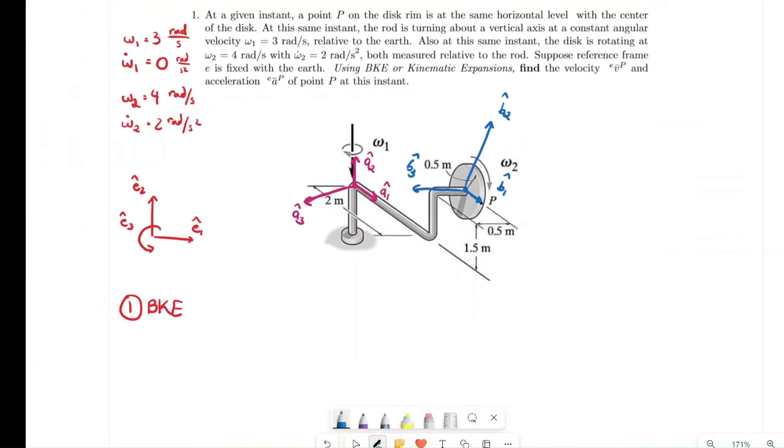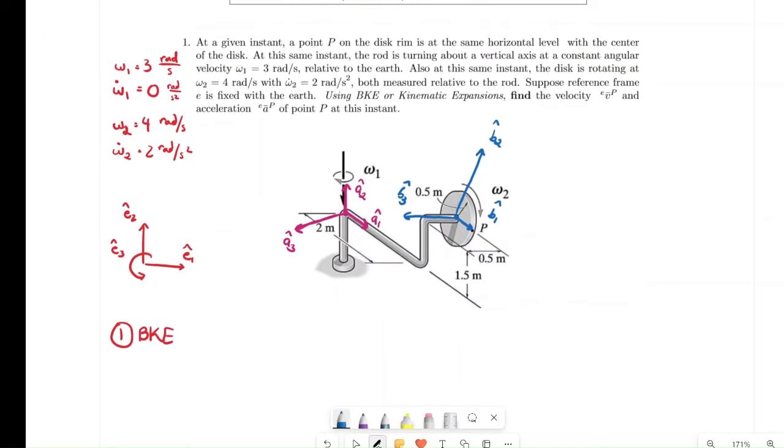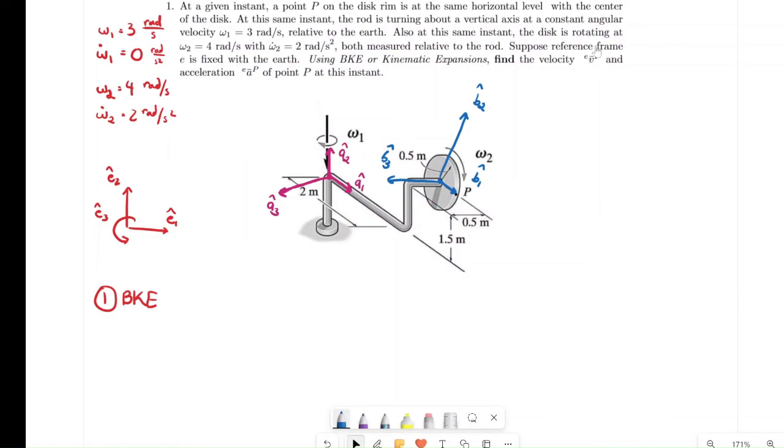Okay, now we have our frames. So the way to do BKE is you always start with the position vector from some fixed point O to P. So point O is fixed with respect to the Earth.